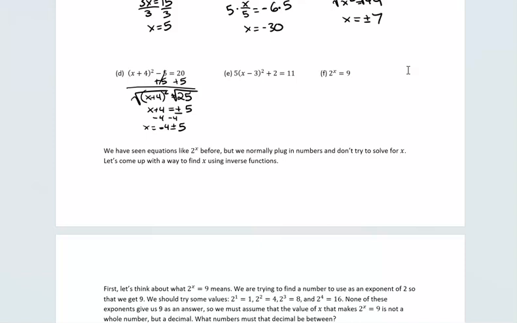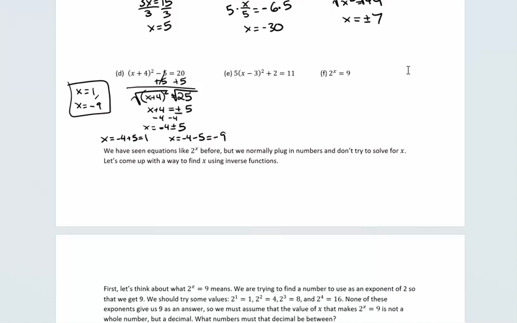And we don't normally leave it like that, right? We're going to have x equal to -4 plus 5, and we're going to have x equal to -4 minus 5, because that's what those symbols mean. 5 minus 4 is 1. -5 minus 4 is -9, which means my final answer is that x equals 1 and x equals -9.